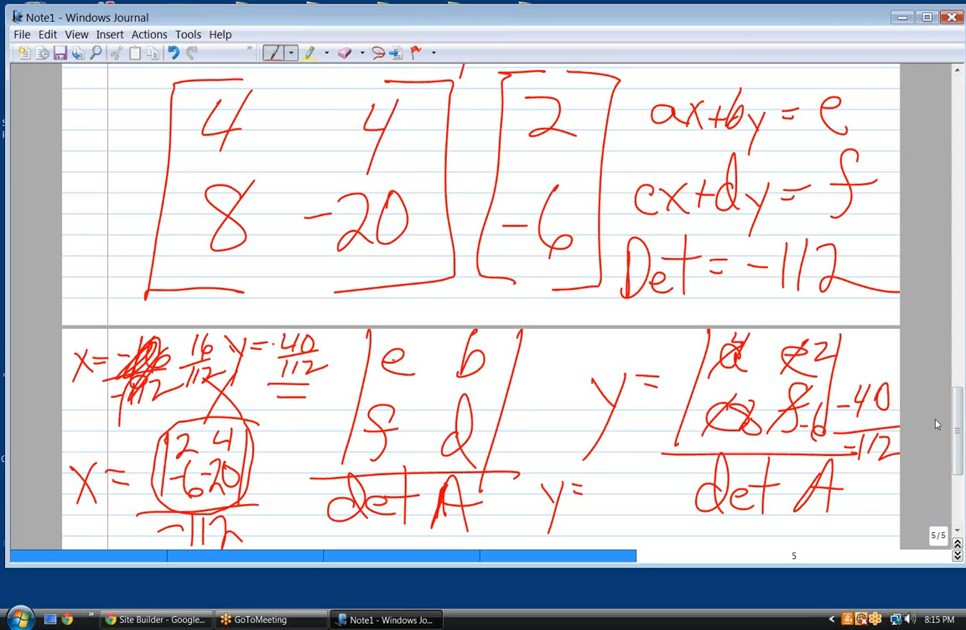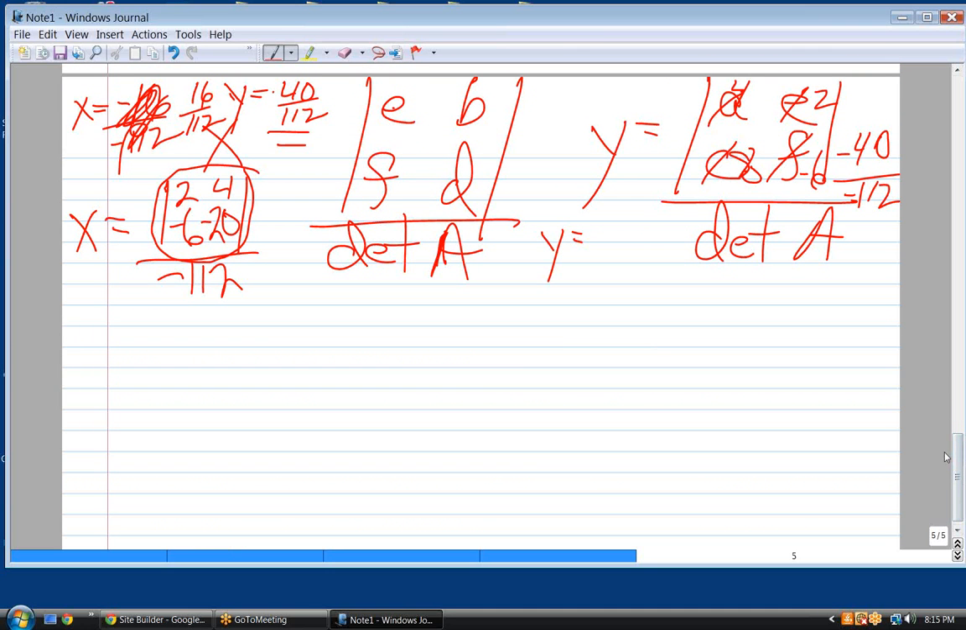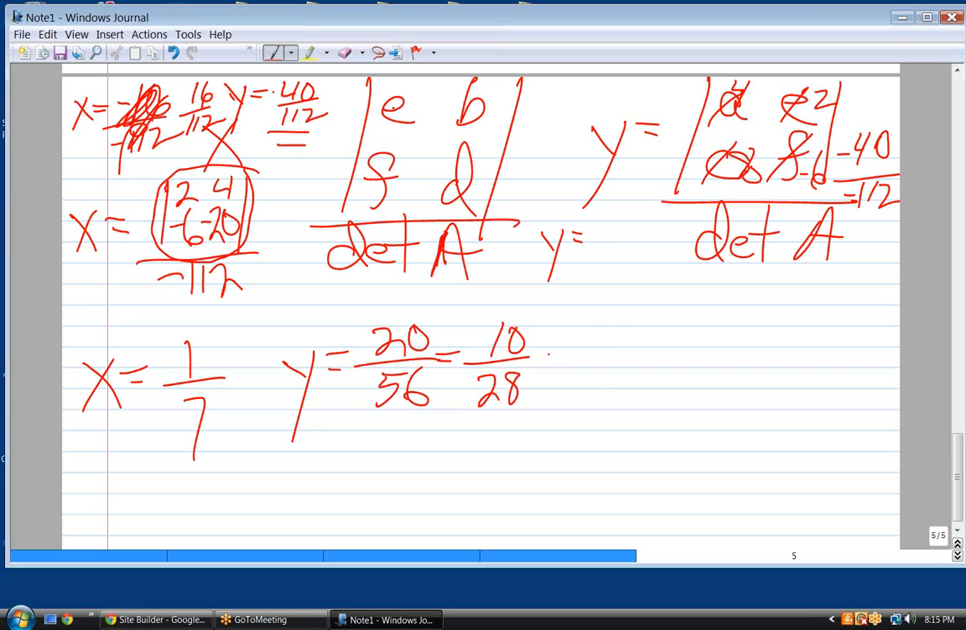Now let's see if we can simplify that and plug it in and make sure we have the right equation. 16 goes into 112 7 times, so that's 1/7. Y is equal to 20 over 56, which is 10 over 28, which is 5/14. So y equals 5/14.